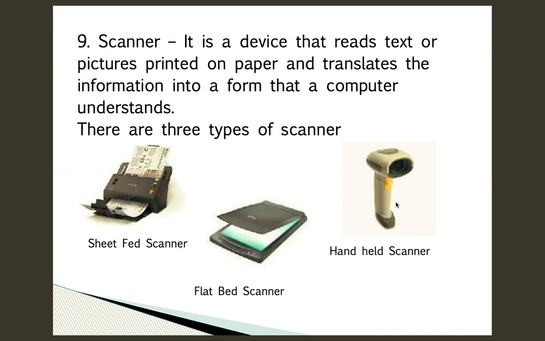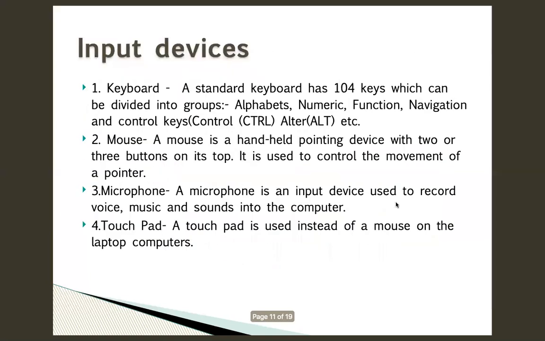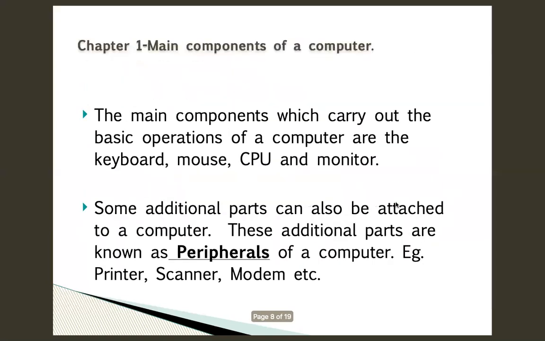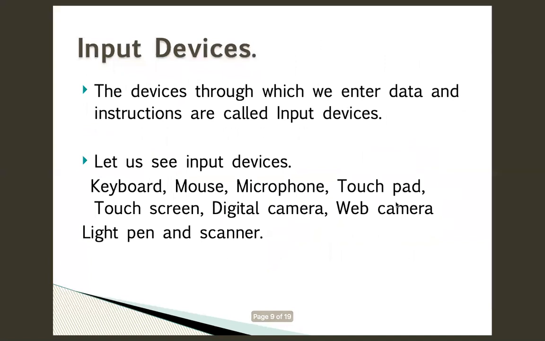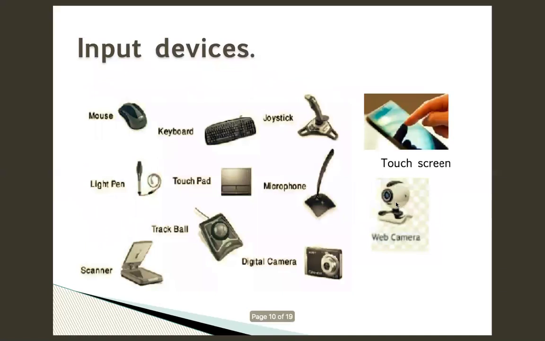A small recall of what we have done. We have done the different components of a computer, right? Keyboard, mouse, CPU, monitor, different peripherals. Like these are the external devices. Keyboard and mouse are input peripherals. CPU, monitor and printer are output peripherals. Now input devices: keyboard, mouse, microphone, touchpad, touchscreen, digital camera, web camera, light pen, and scanner. These all are the pictures of input devices.